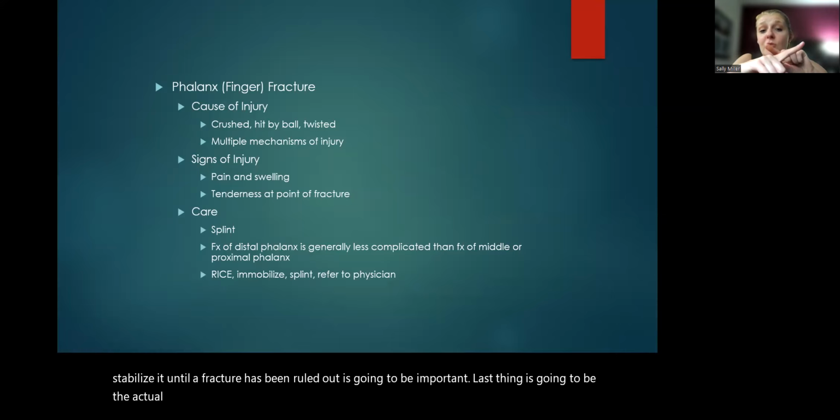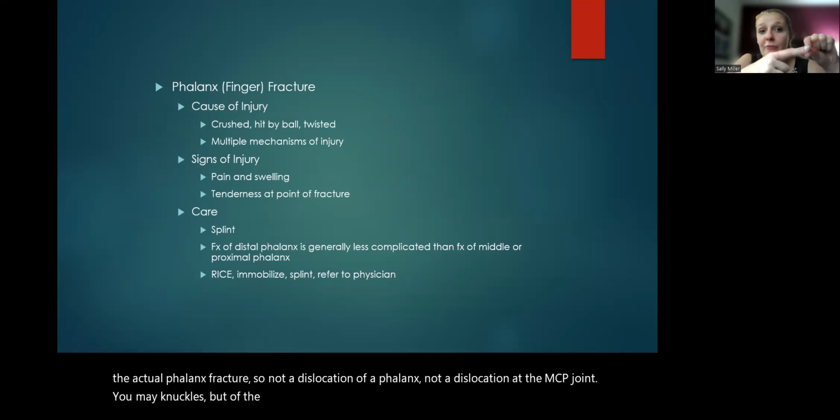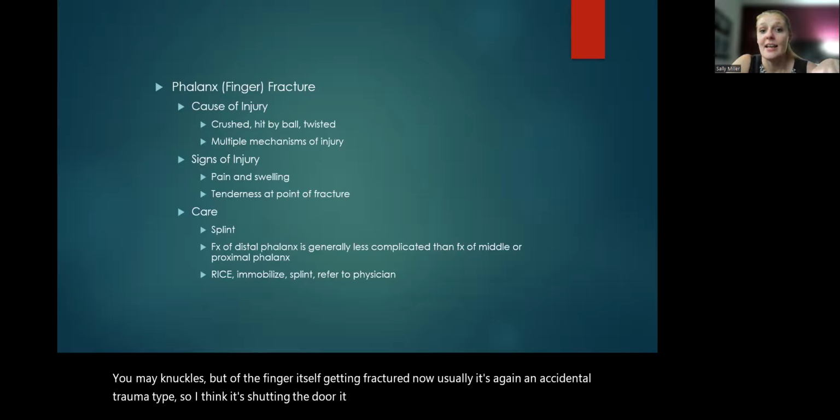Last thing is going to be the actual phalanx fracture. So not a dislocation of a phalanx, not dislocation at the MCP joint or your main knuckles, but of the finger itself getting fractured. Now, usually it's again accidental trauma type stuff. It gets shut in the door, it gets stepped on. This can happen in sports from all kinds of things.